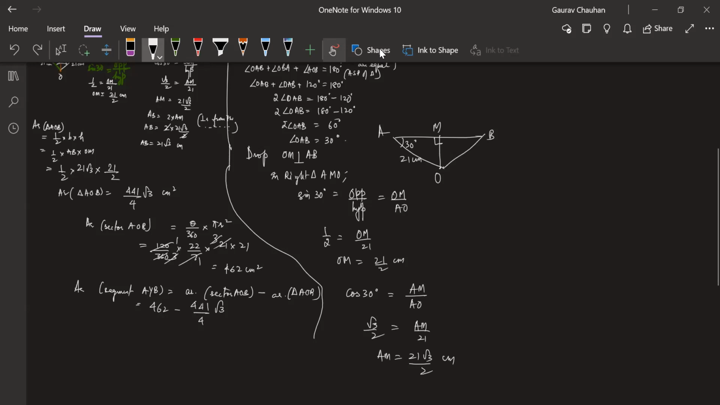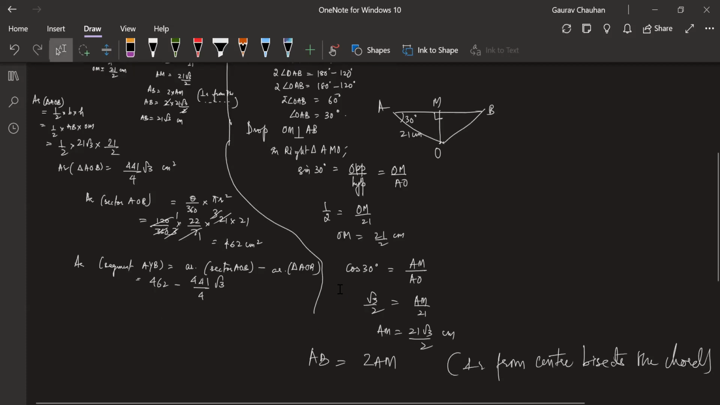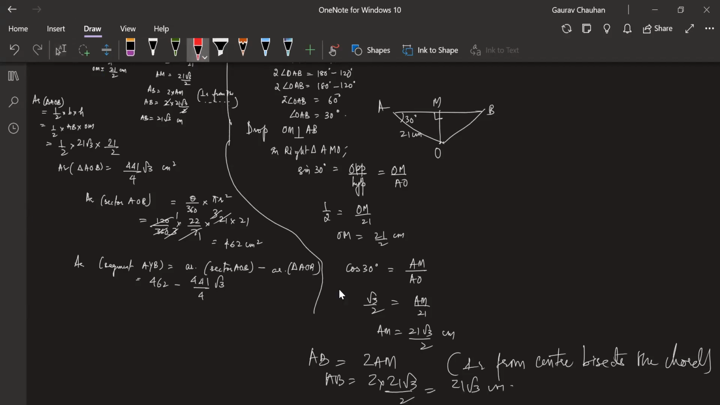I'll not record further from this because after this is clear, I'll just write AB is equal to 2 into AM. Reason is perpendicular from the center bisects the chord. Find AB and then the remaining is here. Triangle AOB, you have to calculate the area of sector AOB and then the segment. And this calculation, do it yourself.